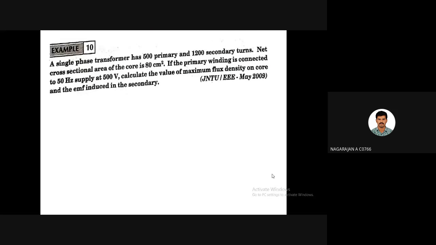Look at this problem. It's very simple. Only one question is tricky here. We need to find out the maximum flux density. That term we did derive, but do you know what flux density is? It is the relationship between flux, cross-sectional area, and flux density.